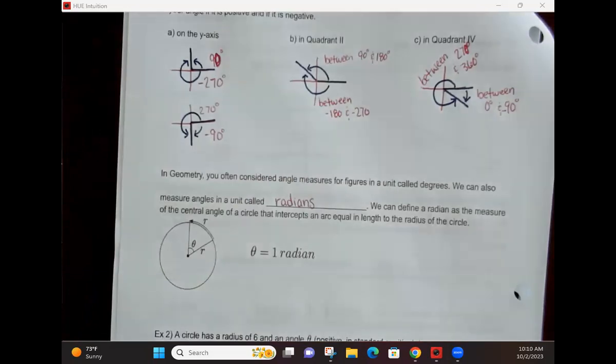Does anybody remember talking about radians? I don't remember what they were, but I remember we said the word radians. Okay.